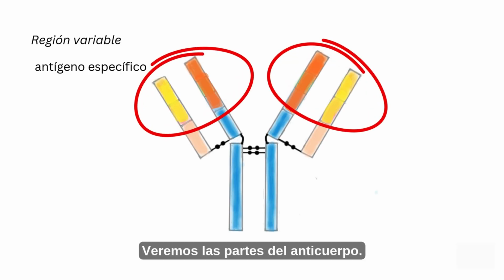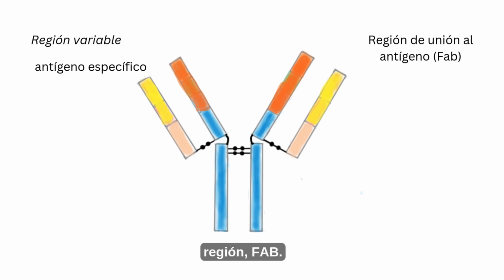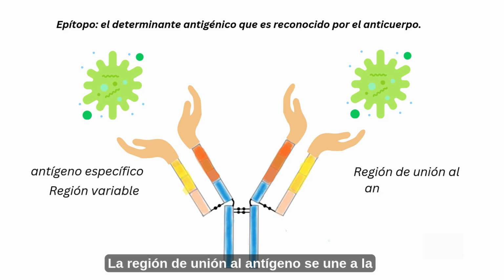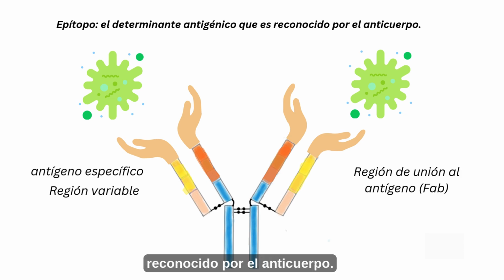We'll look at the parts of the antibody molecular structure of the variable region, which is antigen specific. The variable region also is known as the antigen binding region, FAB. The antigen binding region binds to the epitope, which is the antigenic determinant that is recognized by the antibody.